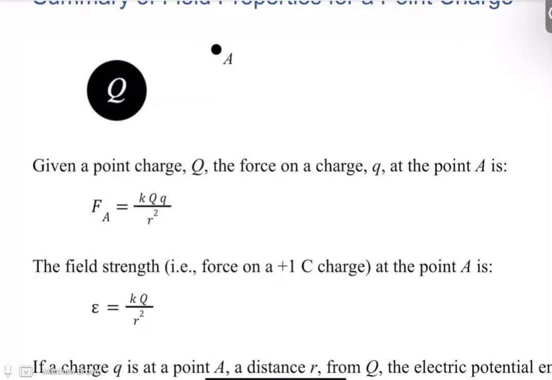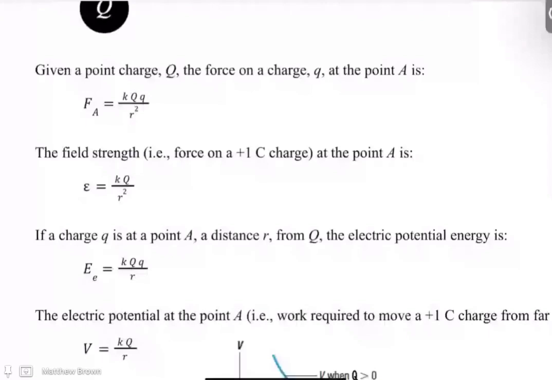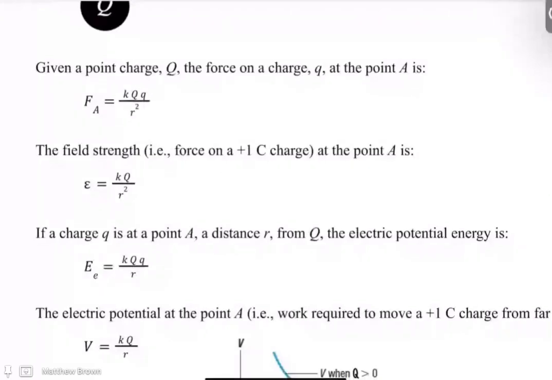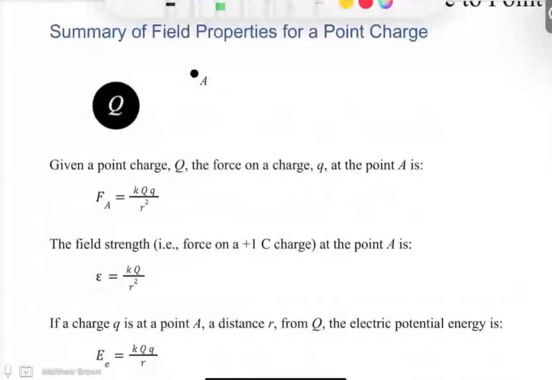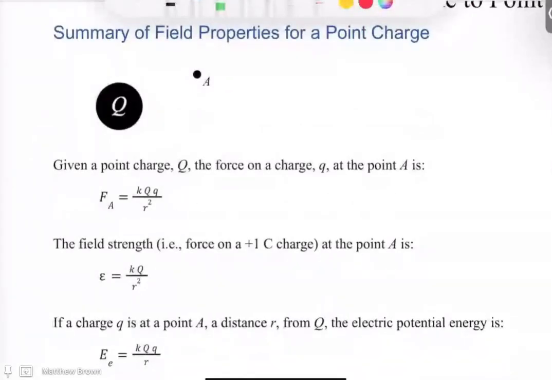First we looked at the force on a charge at a point A. We could write that as FA, meaning the force at the point A, is just K, Coulomb's constant, times big Q, because that's this one here, and little q would be whatever the charge actually is that you want to put at A. So if you actually put a charge q here, that's how you would calculate the force on that second charge.